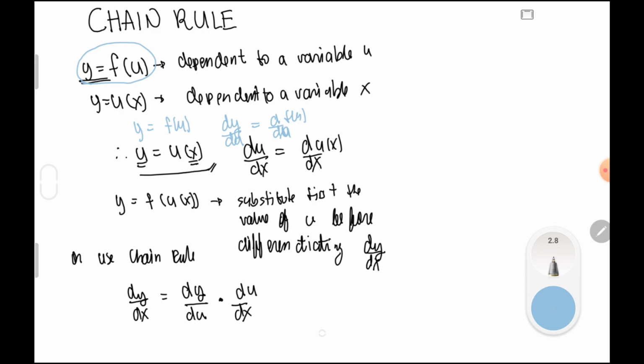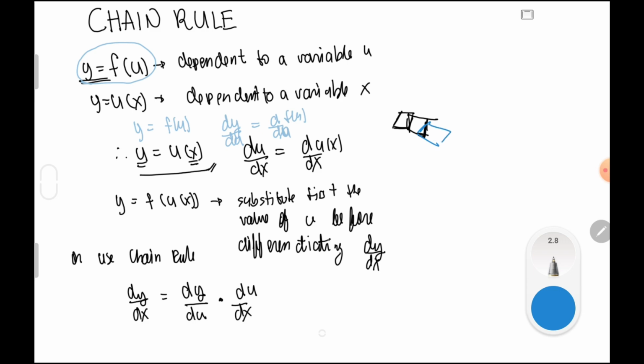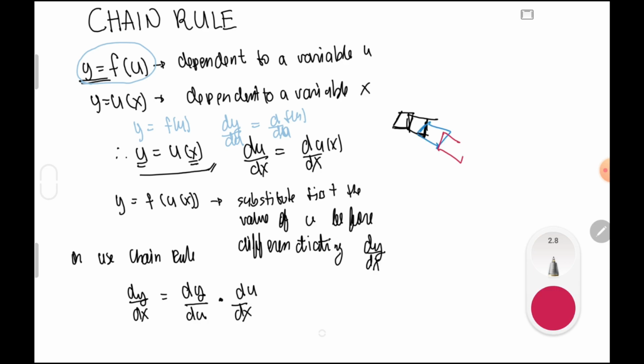So, kaya tinawag natin siyang chain rule because this is normally used for composite functions, wherein yung mga equations natin are in the set of change, or in chain I should say, wherein they are interconnected with variables that are related to each other. Okay, so yan yung tinatawag nating composite function.